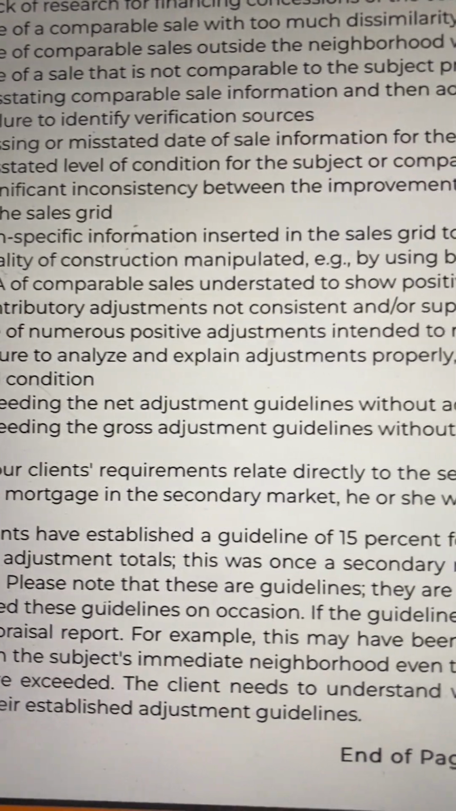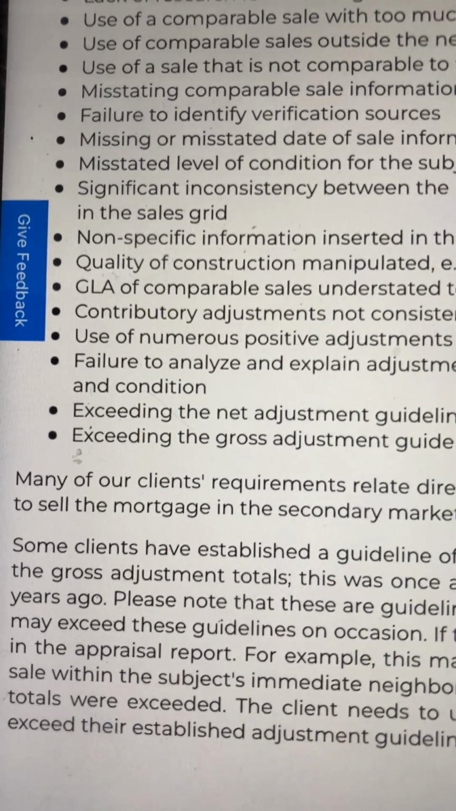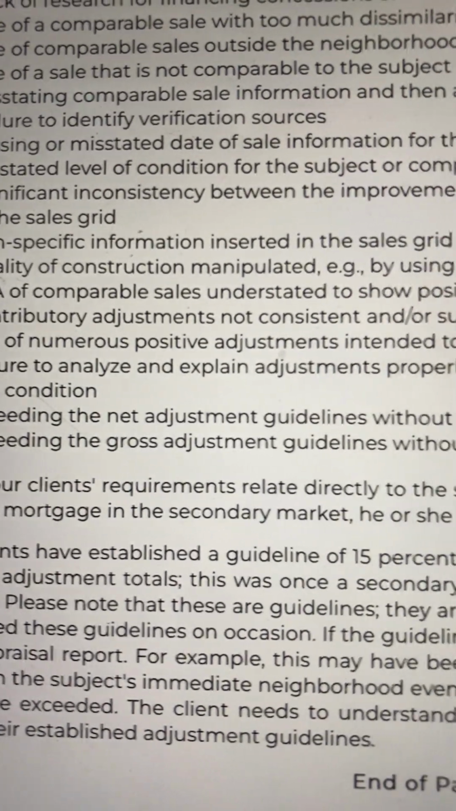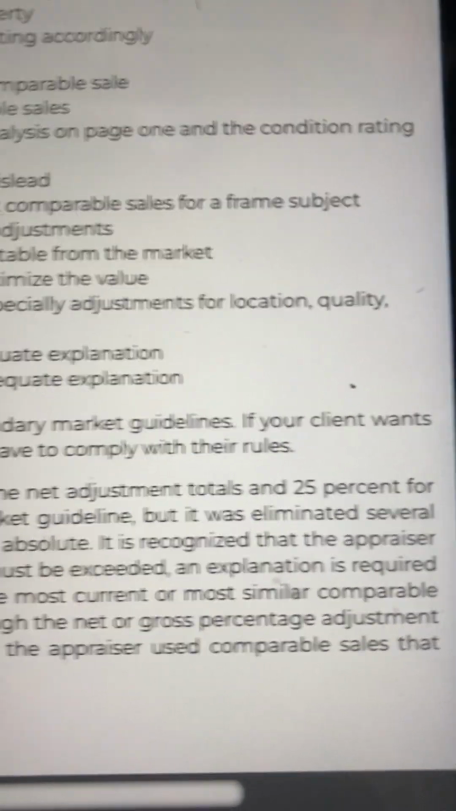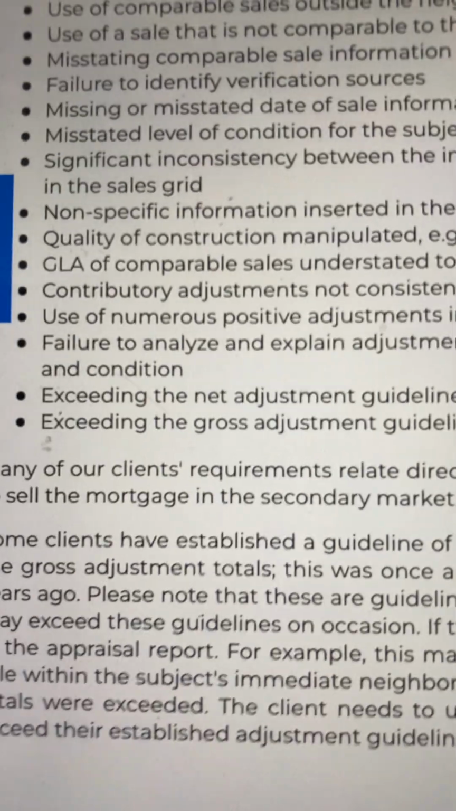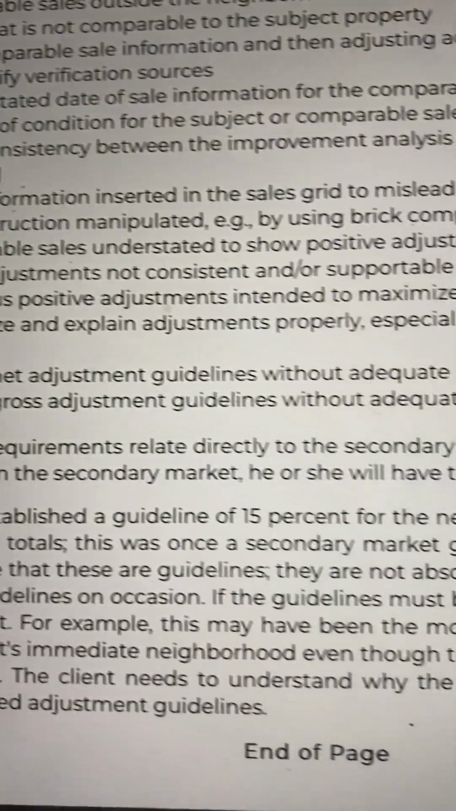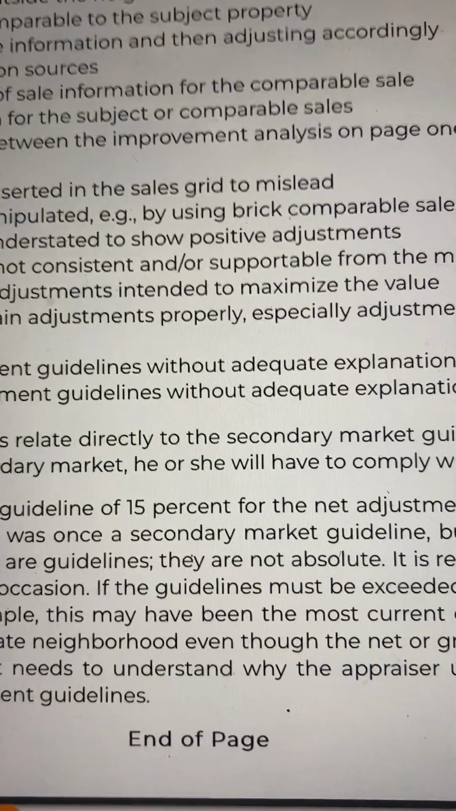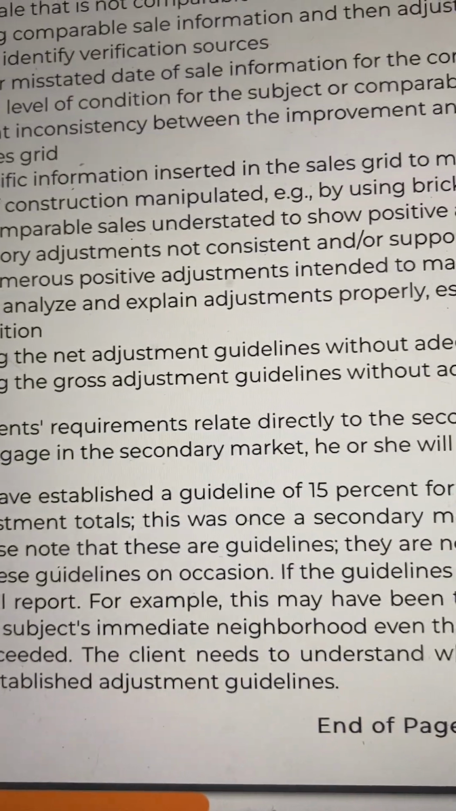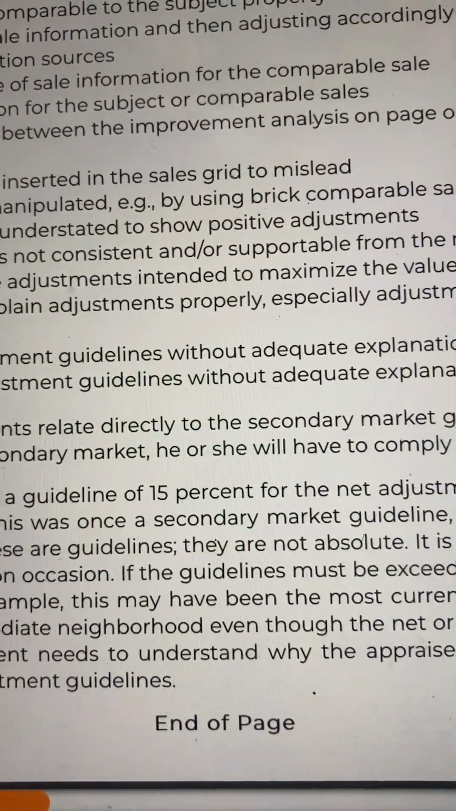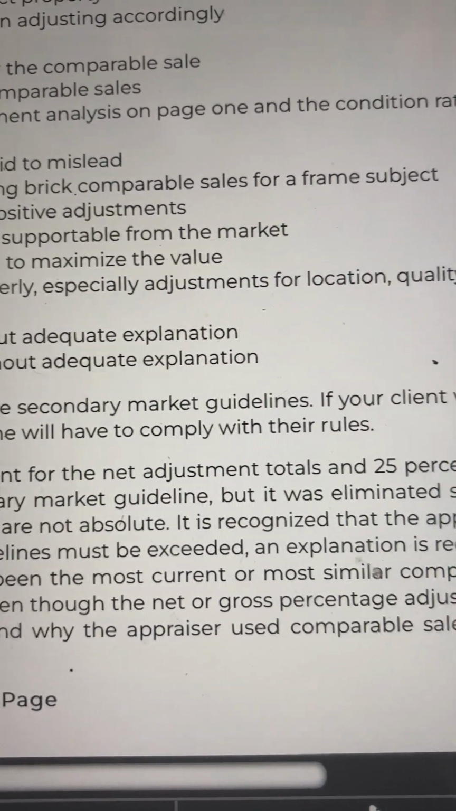Misstated level of condition for the subject or comparable sales. Significant inconsistency between the improvement analysis on page 1 and the condition rating in the sales grid. Non-specific information inserted in the sales grid to mislead. Quality of construction manipulated, for instance, by using brick comparable sales for a frame subject.